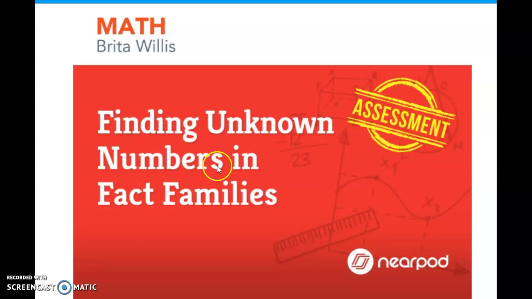All right, third grade. Today we're going to be working on finding unknown numbers in fact families. We have worked with these yesterday. We worked with fact families yesterday, and we kind of worked on finding the unknown numbers, but more of just recognizing a fact family and what a fact family is. But today the main focus is going to be using fact families to find unknown numbers, all right?